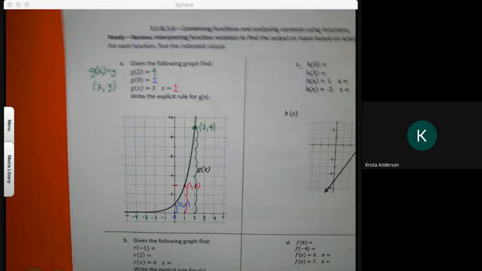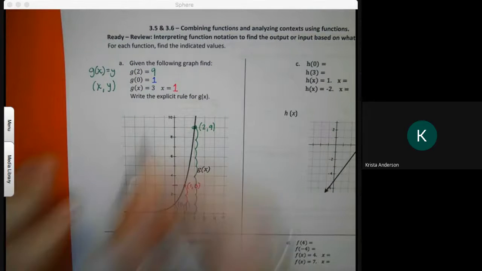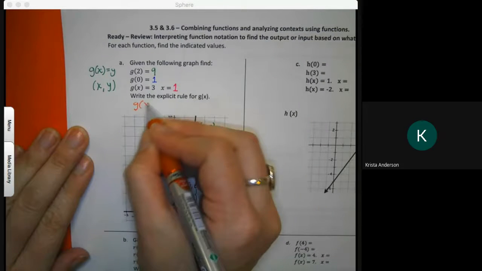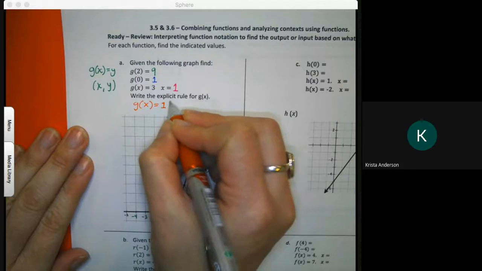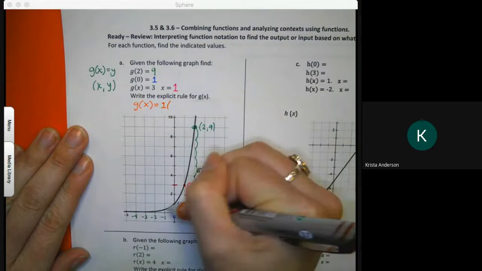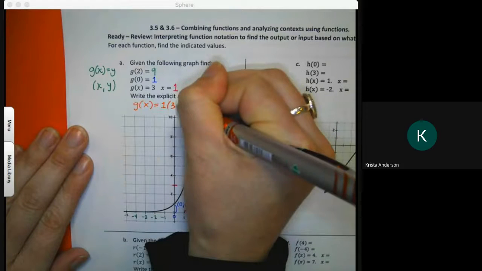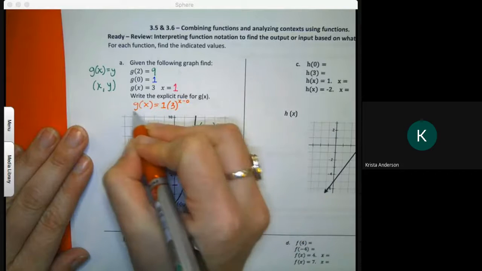Write the explicit rule for g of x. That would be g of x is equal to, it starts at 1, and then it goes to 3, then to 9. That is multiplying by 3 each time to the power of x, or you can say x minus 0.